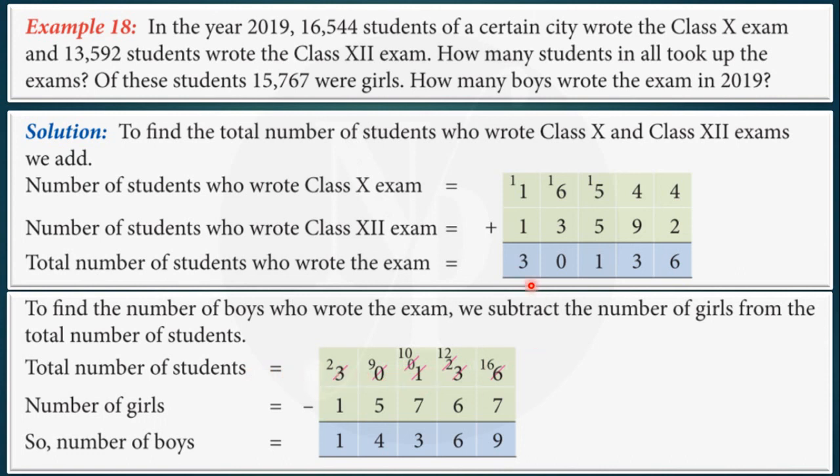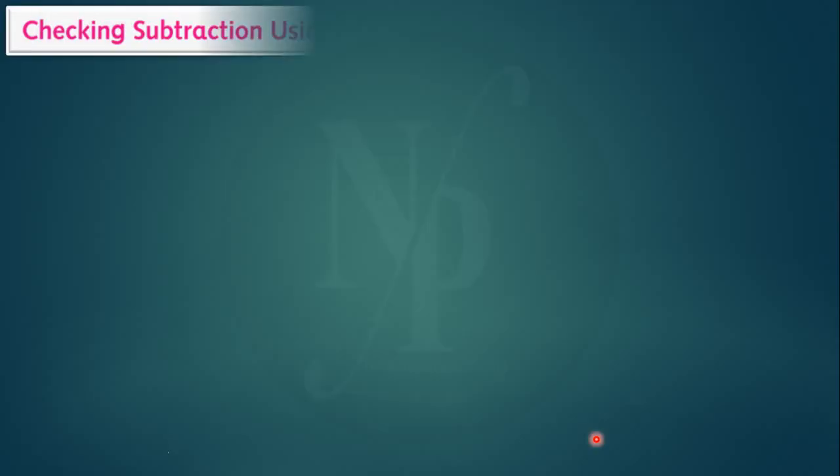Subtracting: this is the total number we obtained here, and the number of girls who appeared in the exam is given in the question itself. We subtract to find the number of boys who appeared in the examination. So subtract these two numbers, and you will get the number of boys who appeared in the examination. So here 14,369 is the answer, which gives the total number of boys who appeared in the examination. Now let us move to the next example.